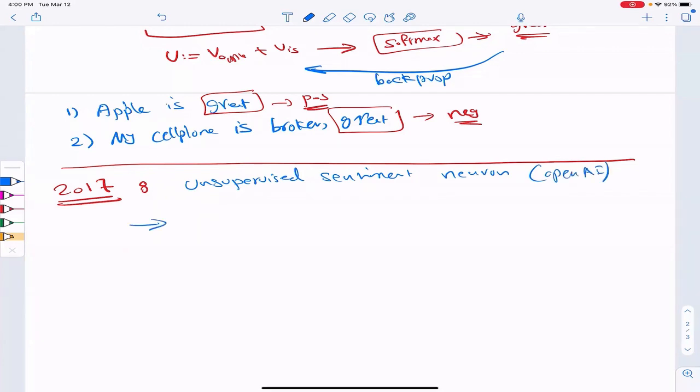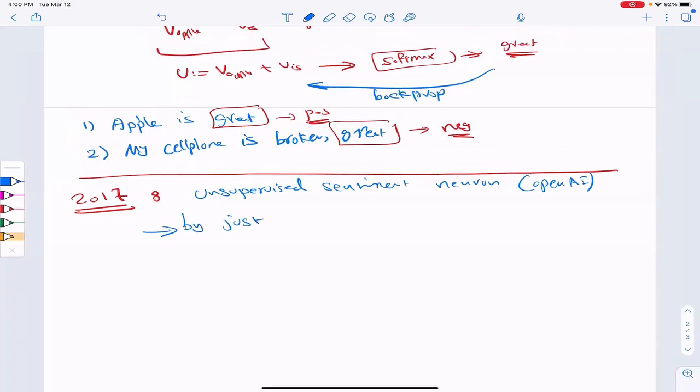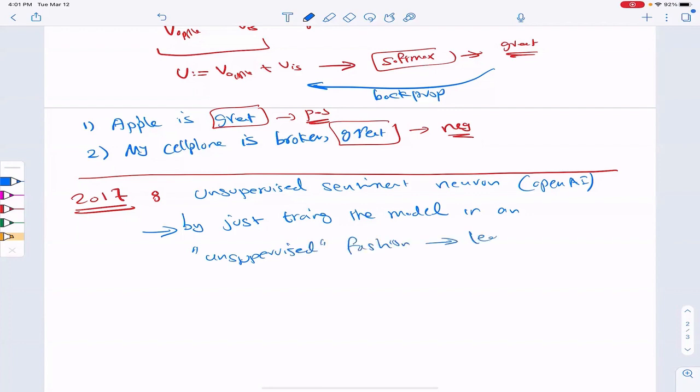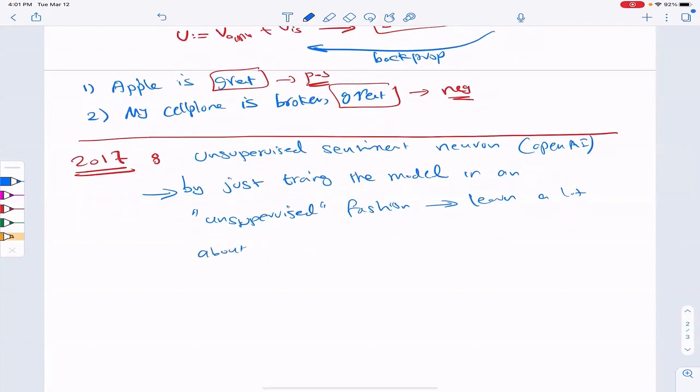And the key finding that they had was that by just training the model in an unsupervised fashion, we can learn quite a lot about the language and about the concepts in our language. Just training the model in a, quote unquote, unsupervised fashion, we can learn a lot about the concepts and the language.